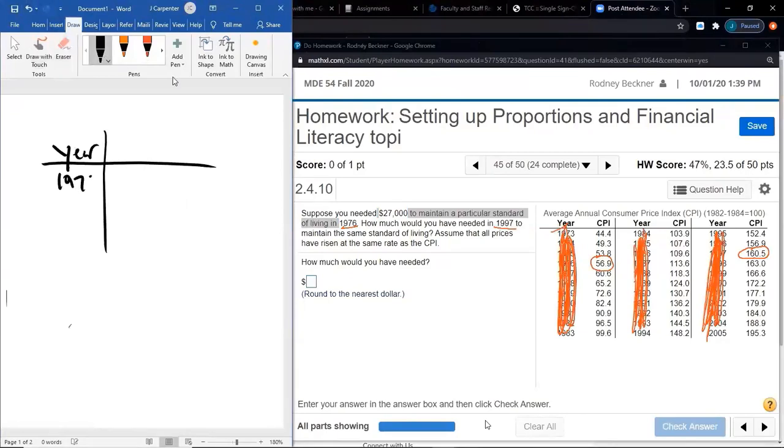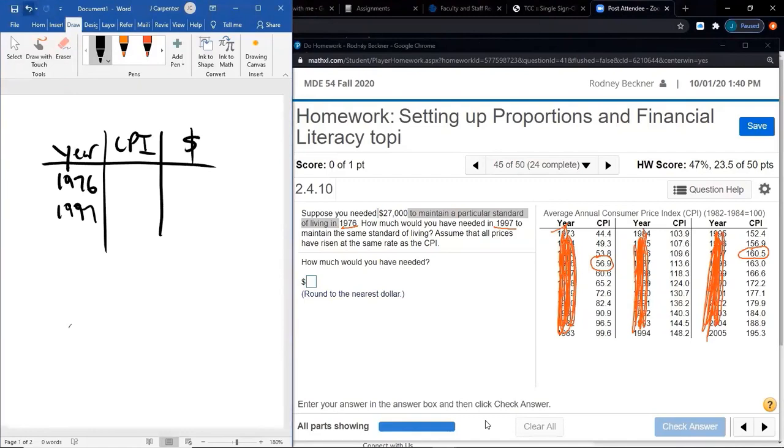So 1976, 1997. And then we can have the CPI, and the thing that we're actually looking for is the amount of money we need to live. So we can just say dollar sign if you want to keep it short and sweet, or you can say lifestyle minimum dollar amounts. It's however you want to do it. So CPI. And then let's just put dollar.